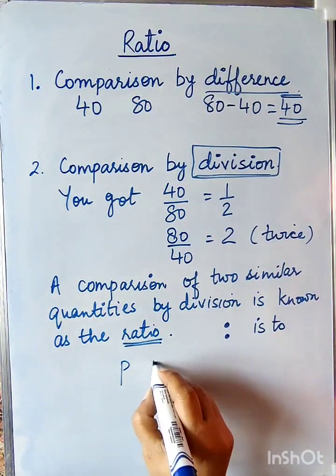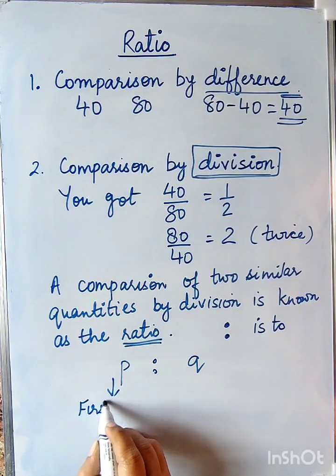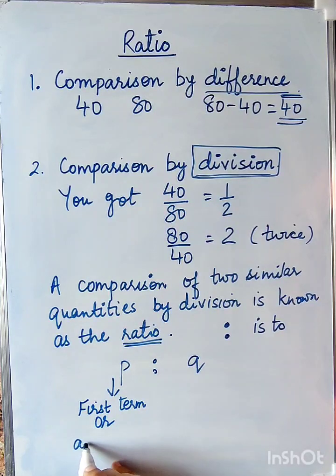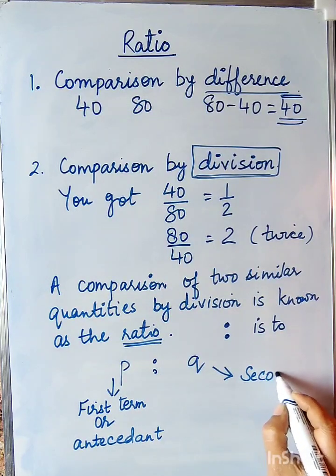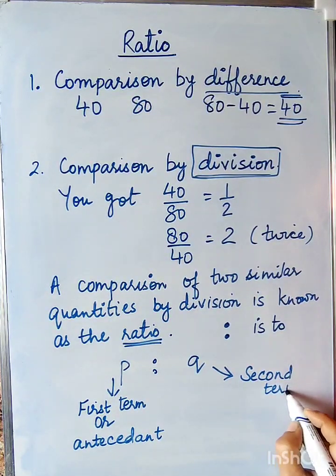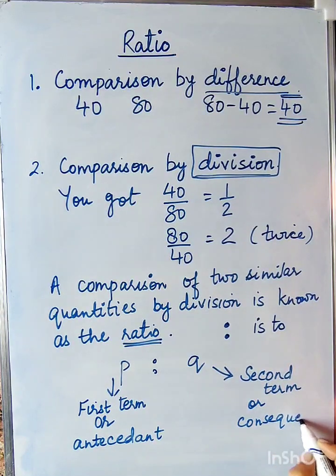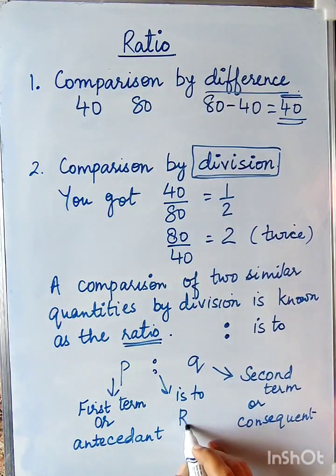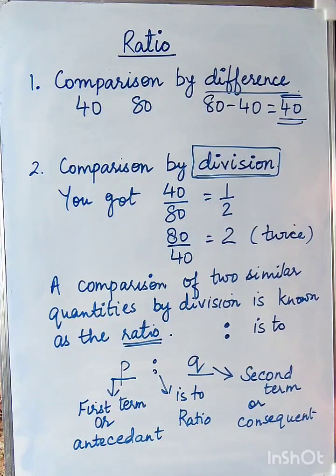So P is to Q, where P is the first term of the ratio, also known as the antecedent. Q is the second term of the ratio, also known as the consequent. And this sign, the "is to" sign, represents the ratio between two similar quantities.